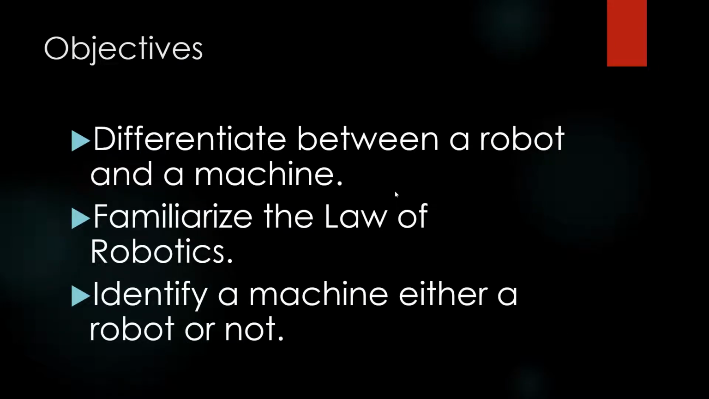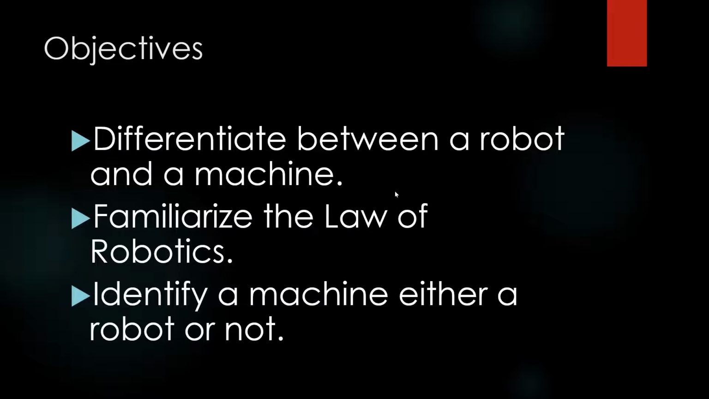So, differentiate between a robot and a machine. A robot is a machine that can sense, think, and act, but not every machine is a robot. Then, familiarize the laws of robotics. The first law is do not harm a human being. The second law is follow orders. And the third law is to protect the human being.